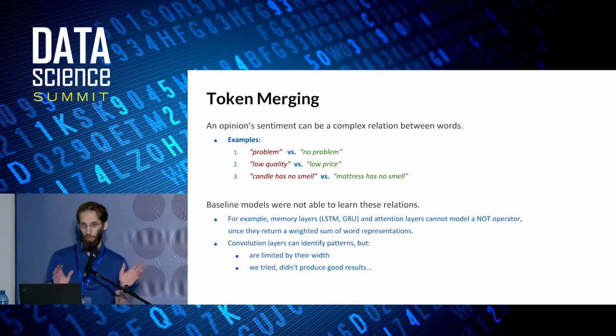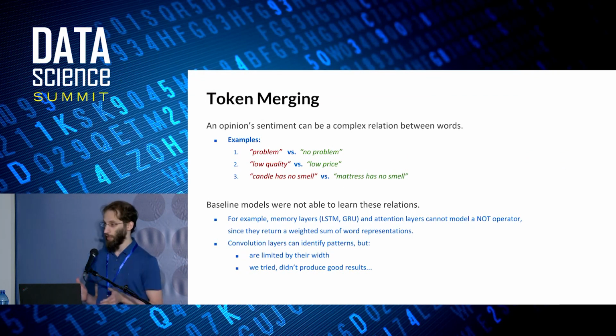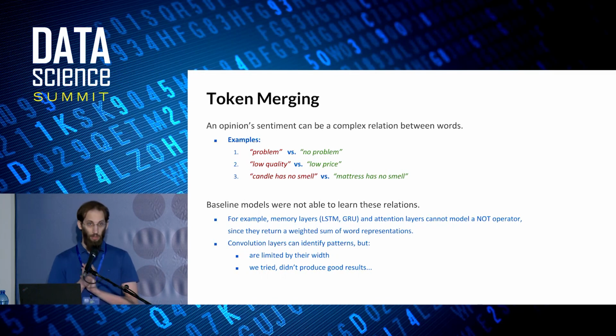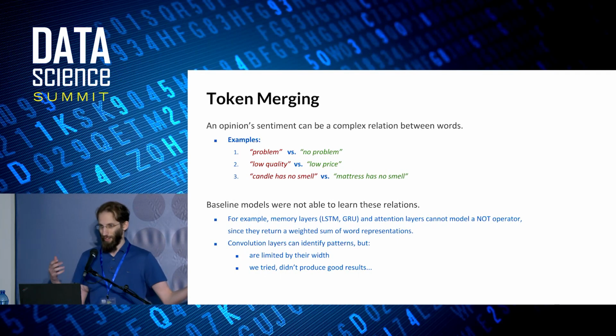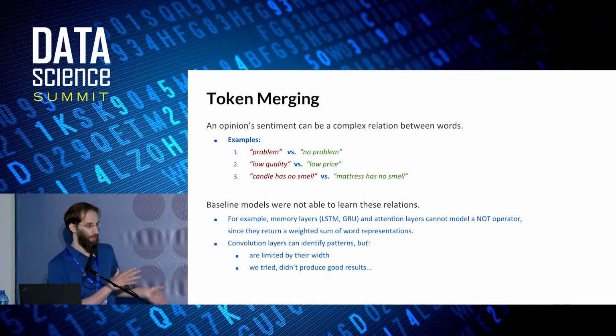Great. So this is the first part. This describes the hierarchical model that we used. The second part, which I want to talk about, is the whole issue of modeling relations between words. It's a very buzzwordy kind of topic, but basically it says the following.